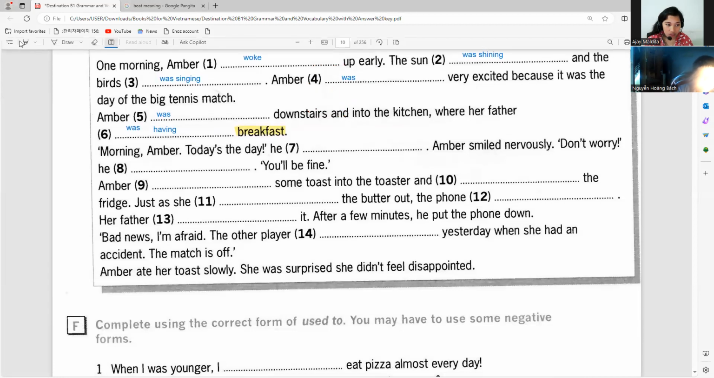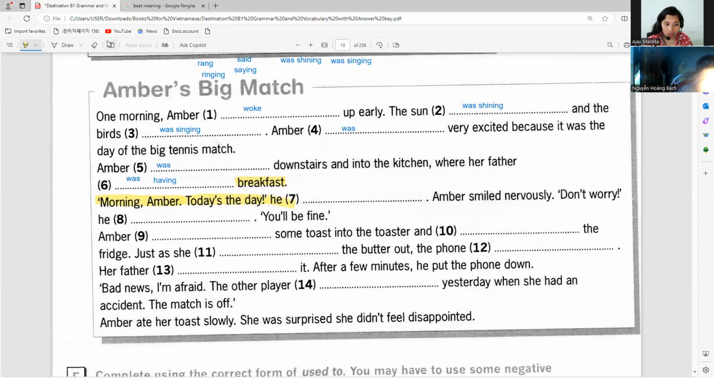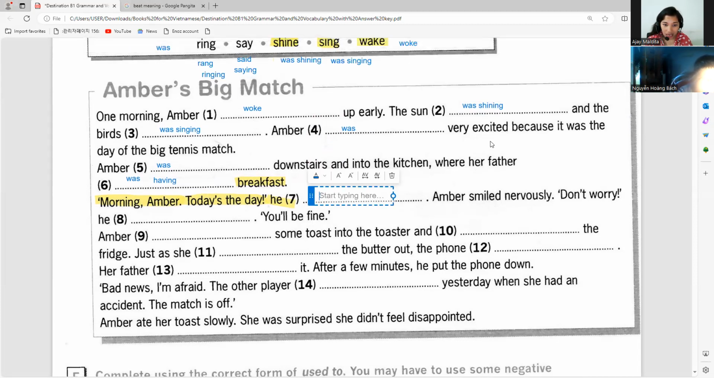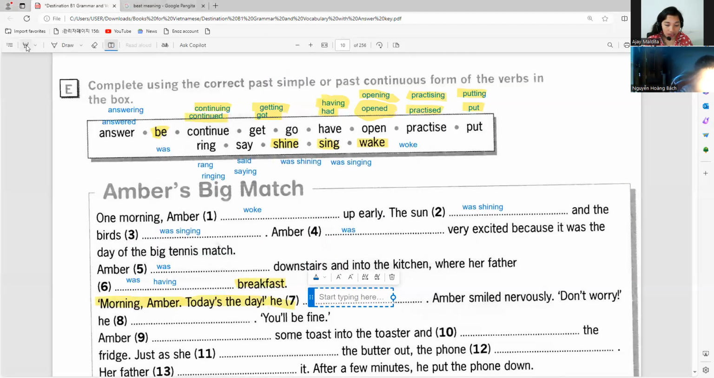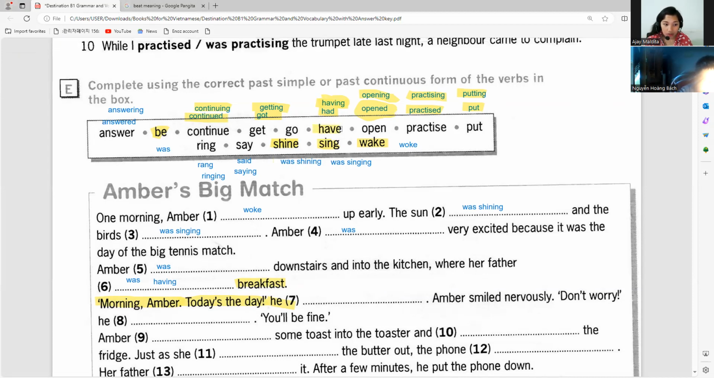Number seven. Morning, Amber. Today's the day, he. Oh, past simple. You can use past simple this time. Okay, look at our guide. I will highlight this because this is done. So you will not choose have, shine, sing, wake, and be. So you will choose another answer. We have answer, continue, get, go, open, practice, put.